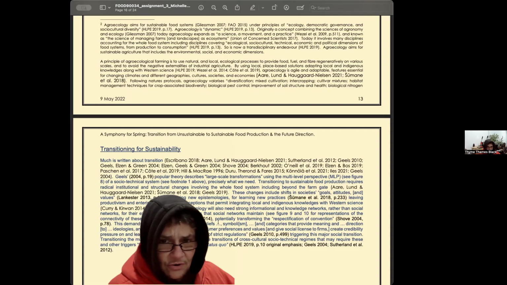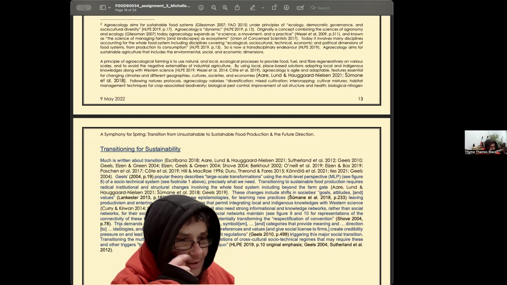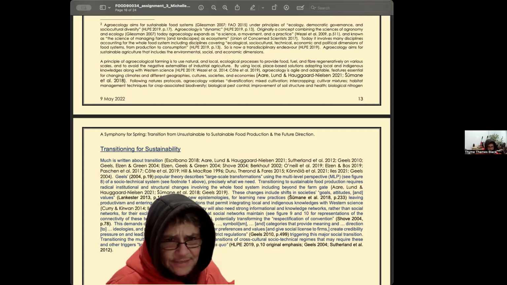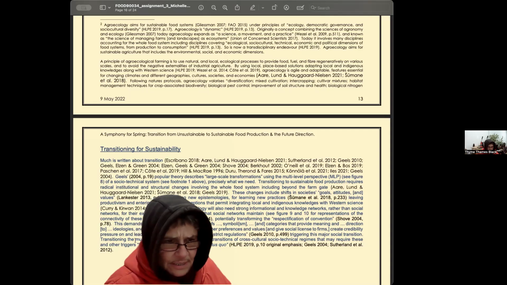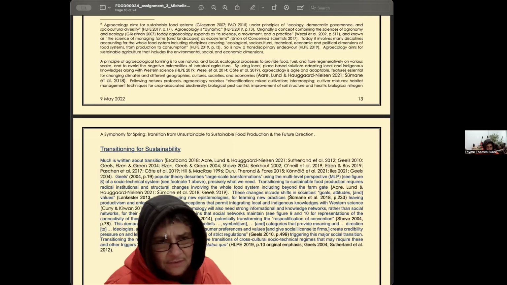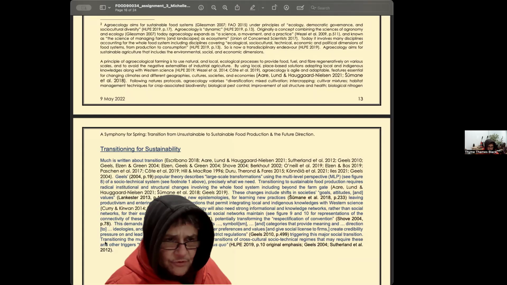respecification of convention, Shove 2002. This demands discursive shifts in society's beliefs, symbolisms, and categories that provide meaning and direction to ideologies and public opinion that dictate consumer preferences and values and give social license to firms, create credibility, pressure on, and legitimacy for the introduction of strict regulations. Gels, page 499, triggering this major social transition. Transitioning the multifarious food systems will involve transitions of cross-cultural, socio-technical regimes that may require these and other triggers to move beyond lock-ins and the status quo.